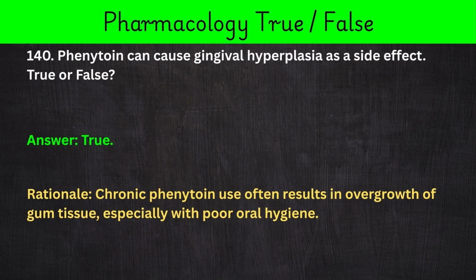140. Phenytoin can cause gingival hyperplasia as a side effect. True or false? Answer: true. Rationale: chronic phenytoin use often results in overgrowth of gum tissue, especially with poor oral hygiene.